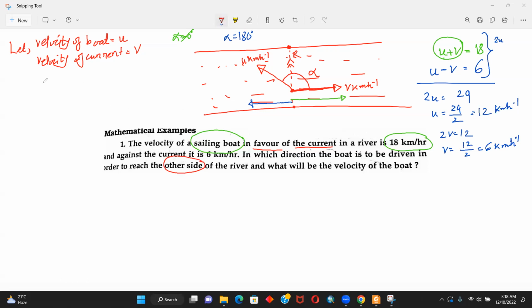So that means we have got the value for the boat's velocity, which is 12 kilometers per hour, and we have got the value for the current's velocity, which is 6 kilometers per hour.